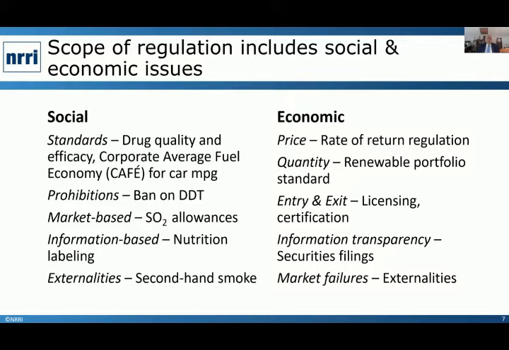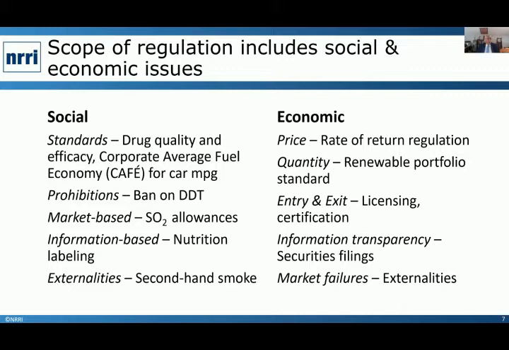Prohibitions. Well, we could think of many prohibitions. One is, for example, on the use of DDT, a pesticide, that was brought to light in the 60s with very deleterious effect on avian populations.